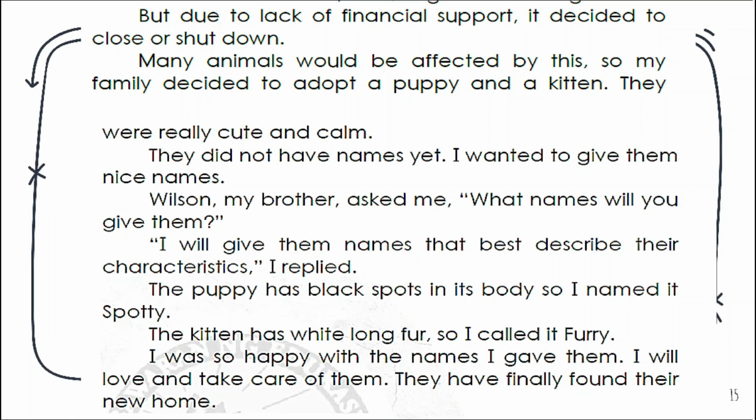Wilson, my brother, asked me, "What names will you give them?" "I will give them names that best describe their characteristics," I replied. Puppy has black spots on its body, so I named it Spotty. The kitten has white long fur, so I called it Furry. I was so happy with the names I gave them. I will love and take care of them. They have finally found their new home.